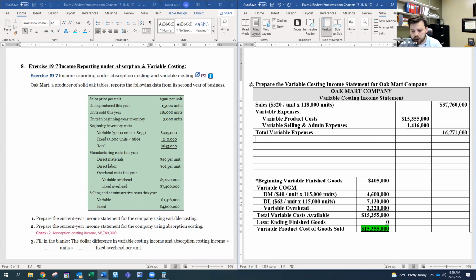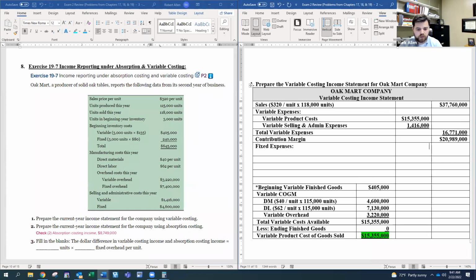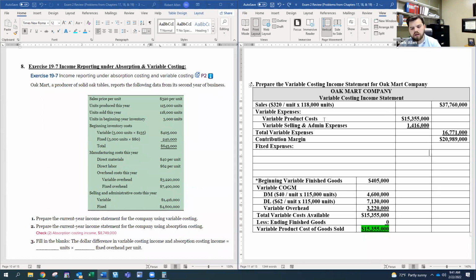Now, at this point, this will allow us to compute contribution margin, which is of course the difference between the sales of 37 million and the total variable expenses of 16 million. That's $20,989,000. And now we've got our fixed expenses category. So we've dealt with variable, we now need to deal with fixed. So in this case, we have our fixed manufacturing costs. Our fixed manufacturing costs, that's $7,400,000, and that's our fixed overhead piece.